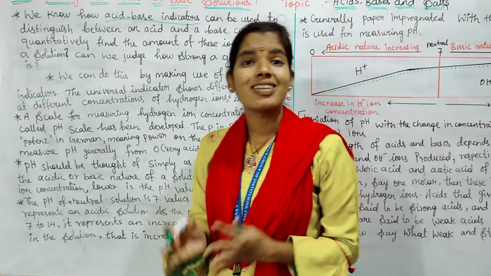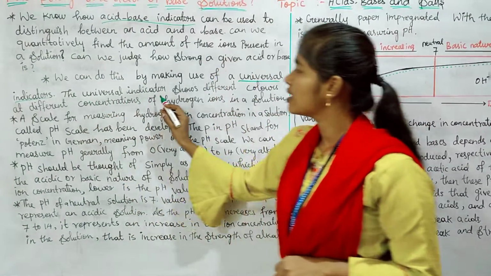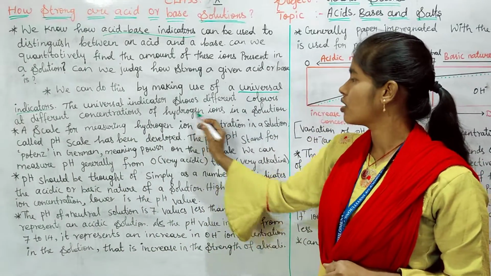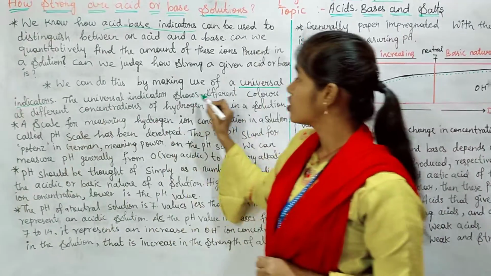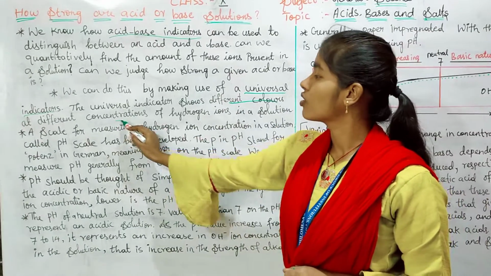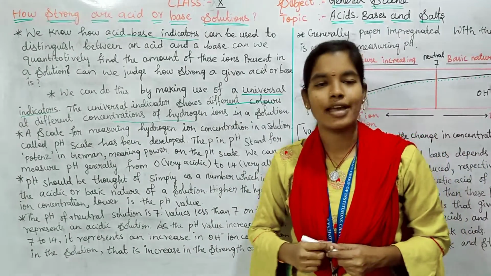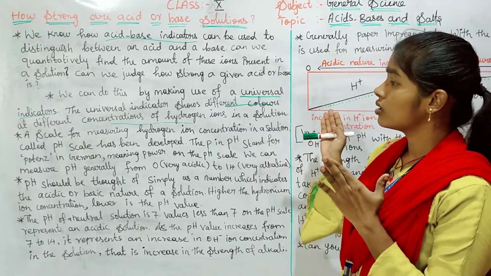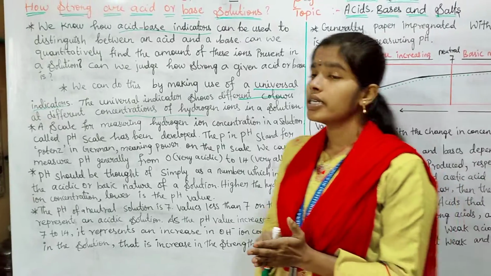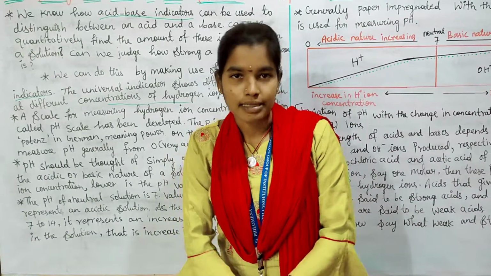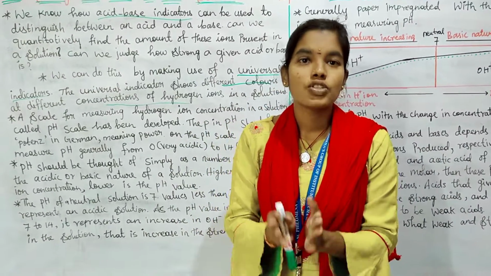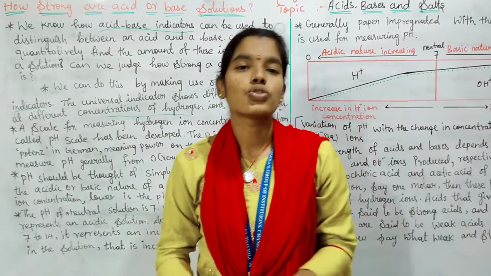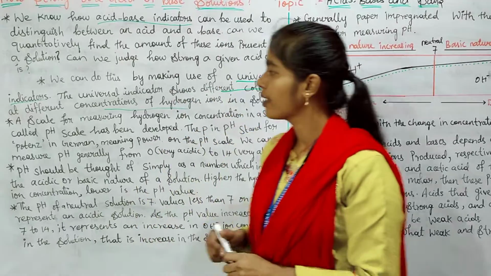So what does universal indicator mean? The universal indicator shows different colors at different concentrations of hydrogen ions in a solution. Universal indicator is a mixture of several indicators. It shows different colors at different concentrations of H plus ions.